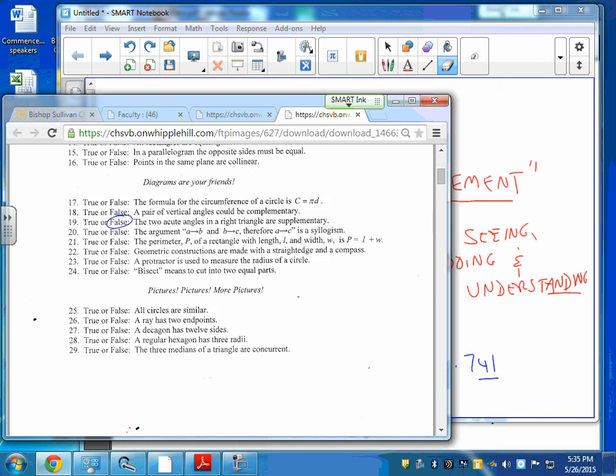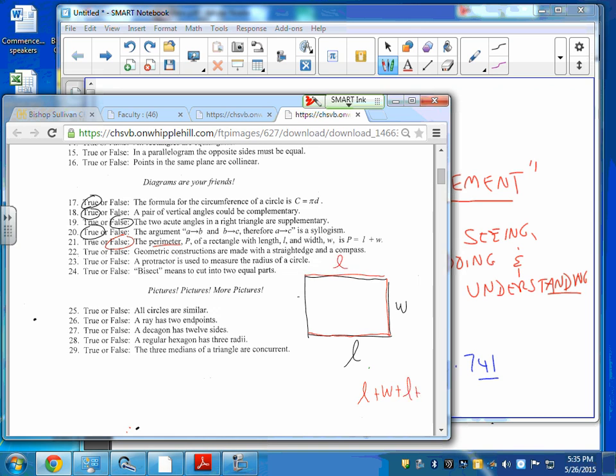Okay, number 21. Let's make sure we got these all. This is true. This is true. This is false. This is true. 21. The perimeter of a rectangle with length L and width W is supposed to be L plus W. Well, that's a false statement, just on the face of it. Perimeter means distance around. This would be L plus W plus another L, plus another W. So to find the perimeter, you would have to have 2 times L plus W, or 2 L's plus 2 W's. Okay, so that's a false statement.